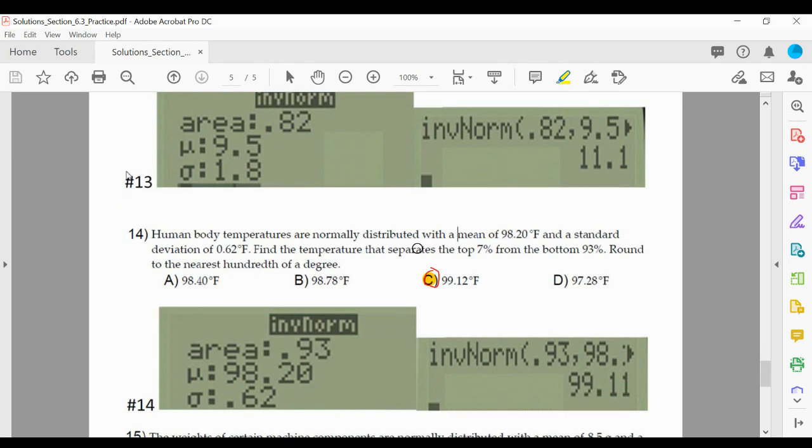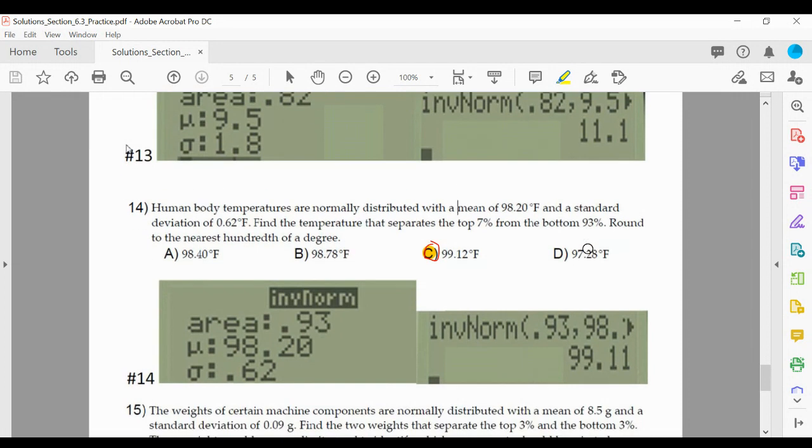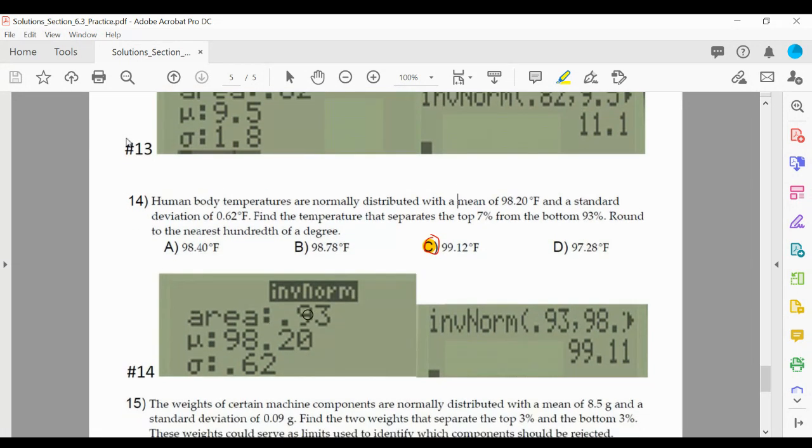Now we're looking for the temperature that separates the top 7% from the bottom. The bottom is the area to the left. That's what's associated with this temperature. So there's your area you're looking for, inverse norm. There's your mean, 98.20, and there's your standard deviation, 99.11, 99.12. You're off by 1/100.